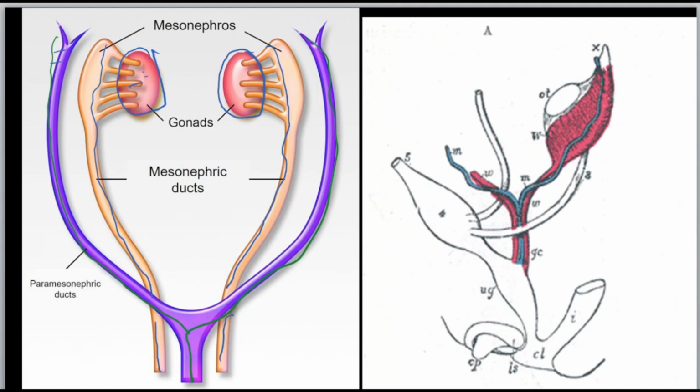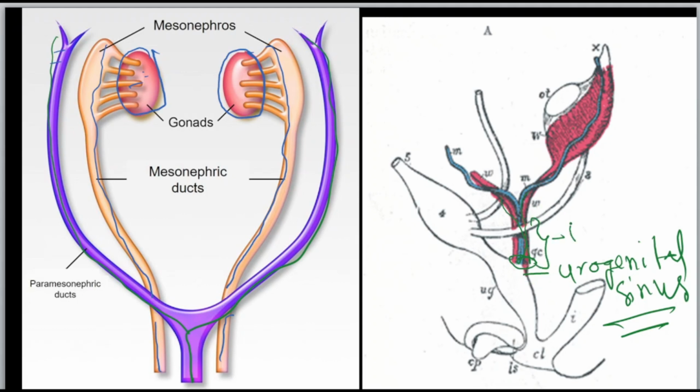And the next figure shows the paramesonephric duct, and these invade the structure urogenital sinus. So we see that the vagina is derived upper 2/3 from paramesonephric duct and lower 1/3 from urogenital sinus. These are the derivative structures that form the developed female internal genitalia. Okay, now we will learn in detail.